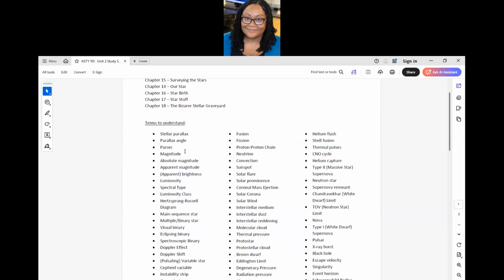Next up is magnitude, which is broadly just a synonym for brightness. It also refers to the magnitude scale that we can use to compare stars to one another based on their brightness. The more negative a magnitude, the brighter the star is.